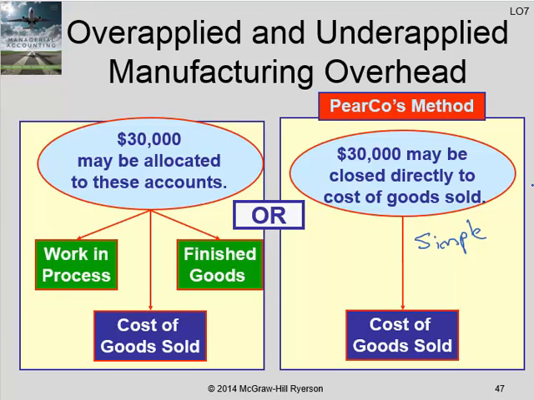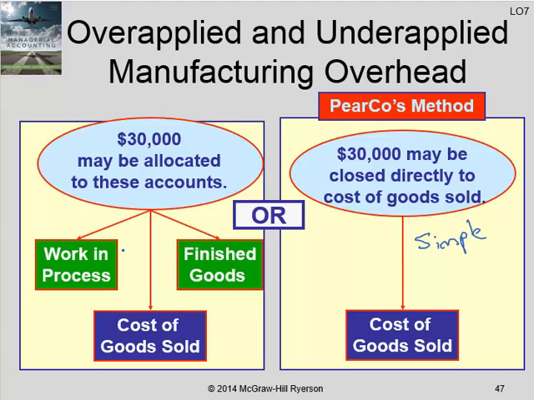But in reality, the overhead is going to be split up between a number of different accounts. You're going to have some ending work in process inventory that is going to be, in this case, have some over allocated overhead in it. You're going to have some of your products sitting in finished goods, and only those products that have been sold will actually be in cost of goods sold. So the most accurate way to deal with this over or under allocated overhead would be to figure out how much should go to work in process, how much to finished goods, and how much to cost of goods sold based on where the production for the period happens to sit.